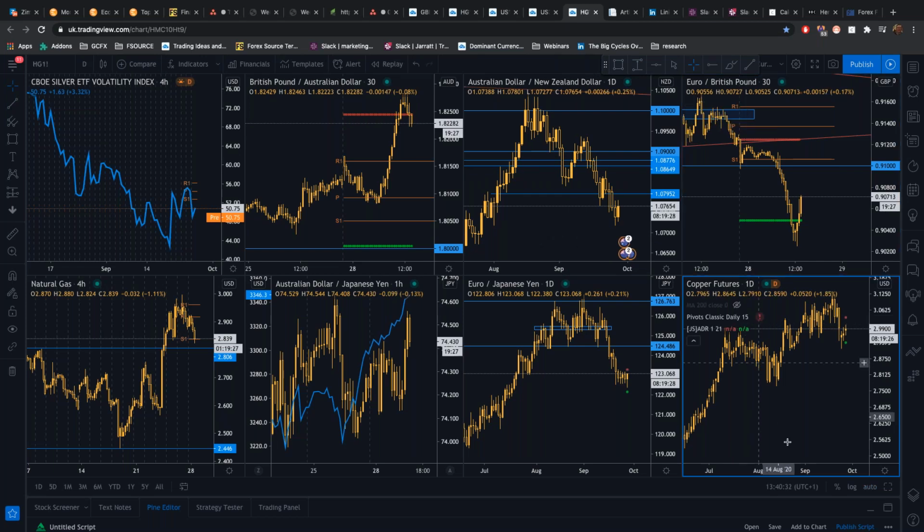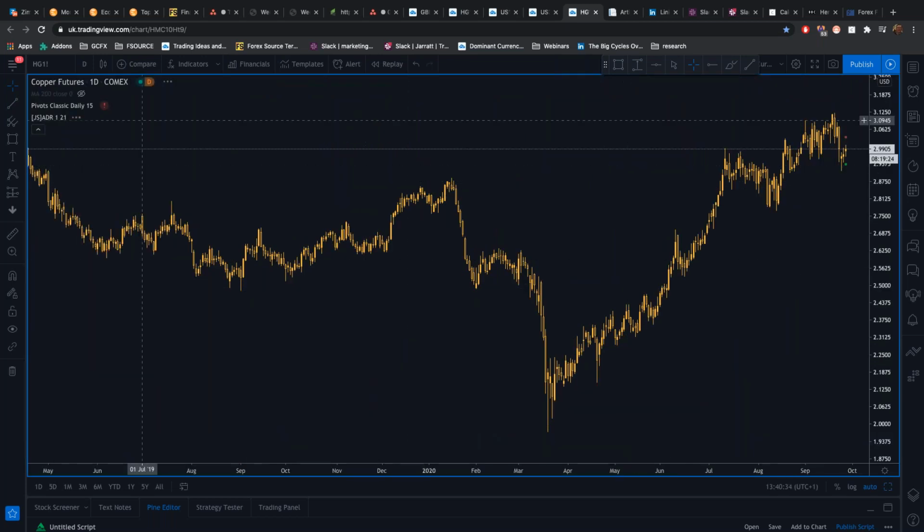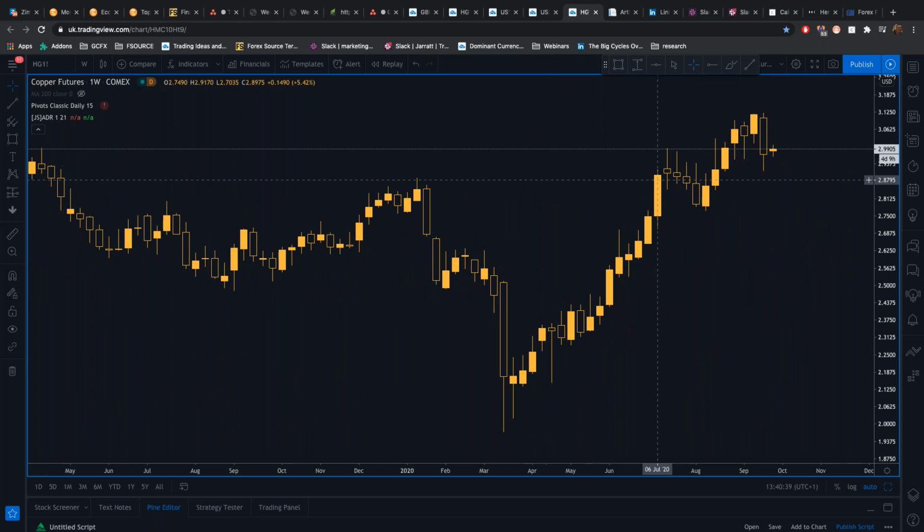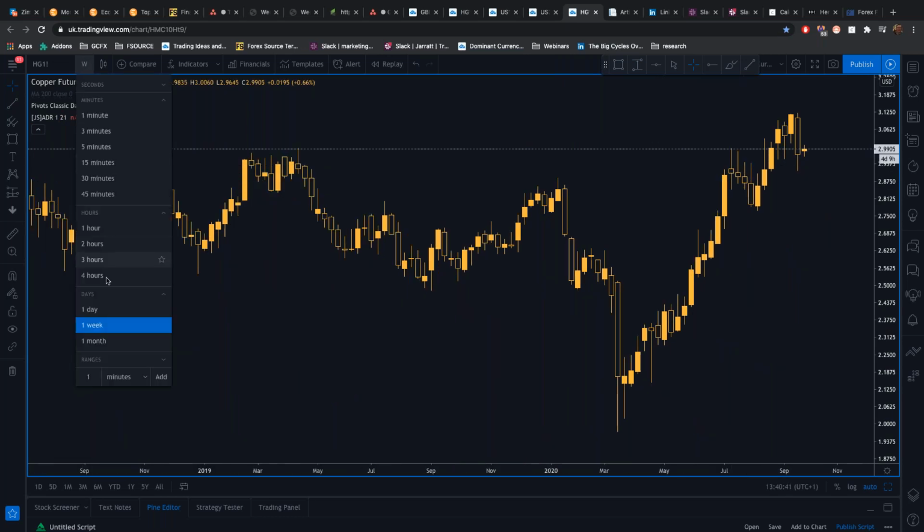Copper is also a very interesting commodity to be looking at. Now with copper, we've seen quite a lot of heavy selling last week.